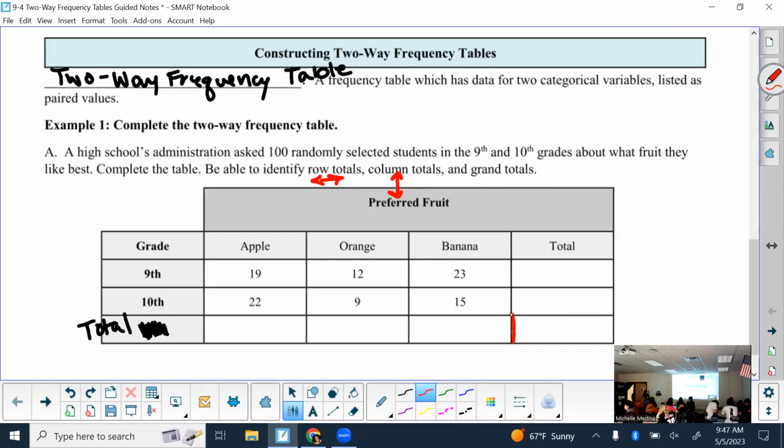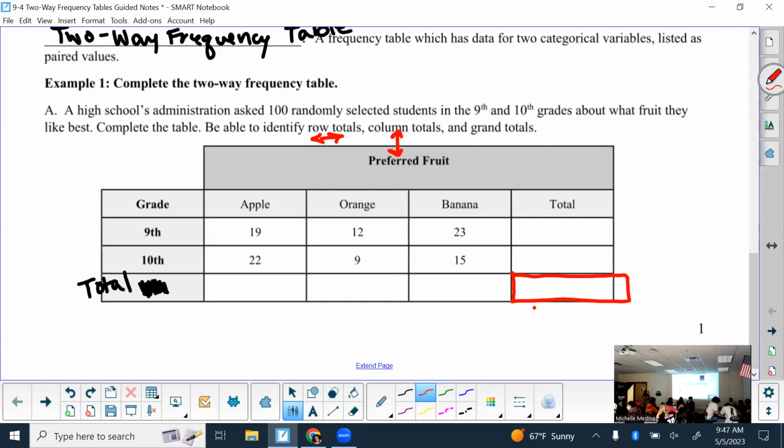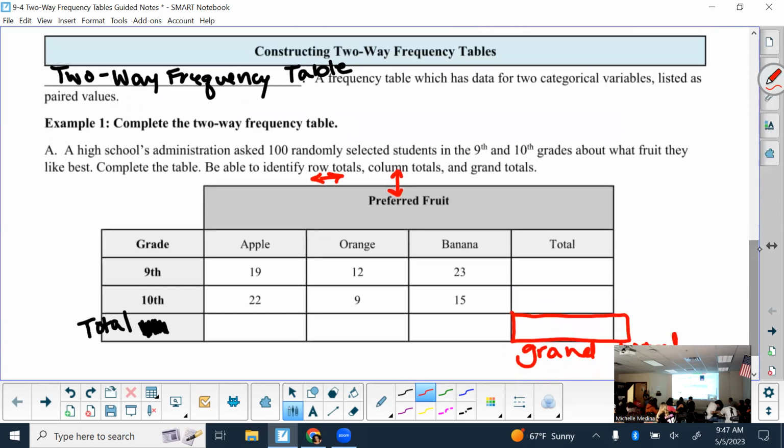At least sometimes I have seen on tests where they don't have rows or columns for the totals. But if they do, then that bottom right corner would be your grand total. Which in other words, what would be my grand total for this one? Anyone know? What would be my grand total for this table?